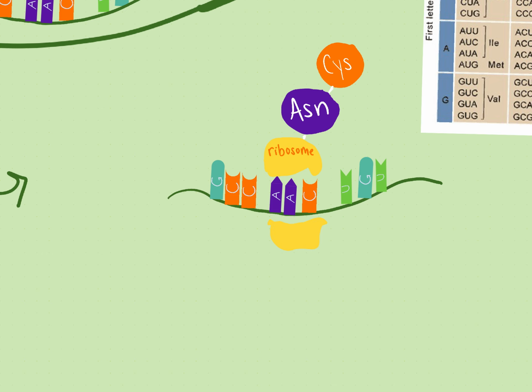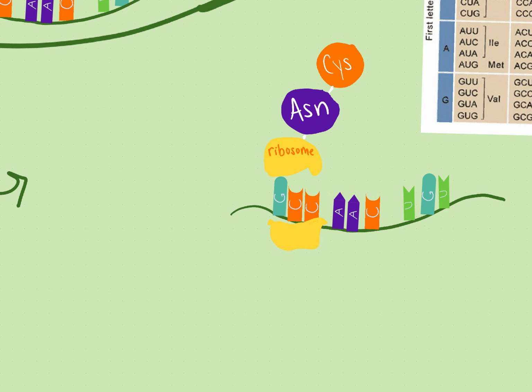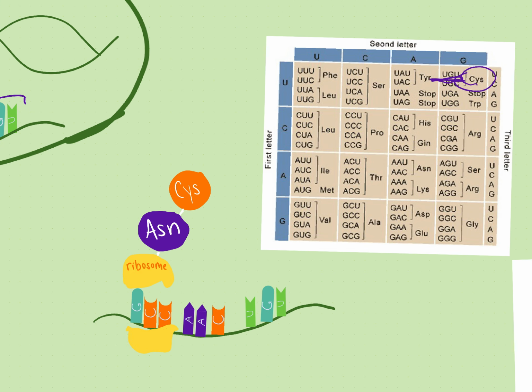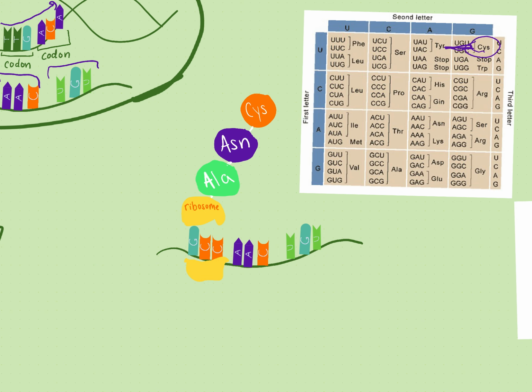Our ribosome is going to move right along to the next codon, GCC. So looking at our amino acid chart, what will our amino acid chain say once the ribosome has translated the codon GCC? GCC codes for amino acid alanine, ALA, so that gets added on to the end of our amino acid chain.